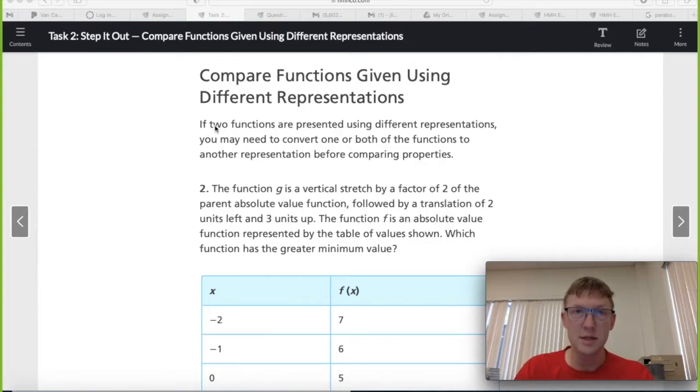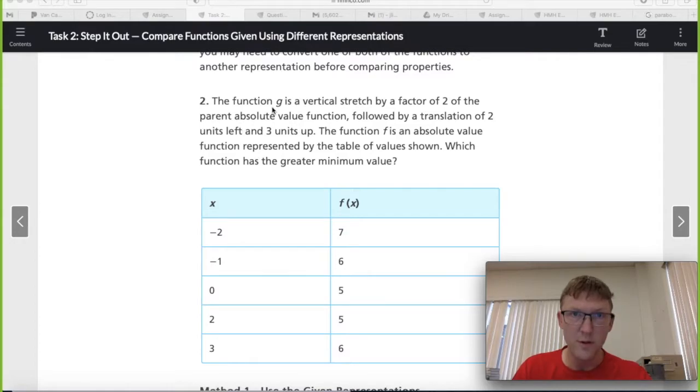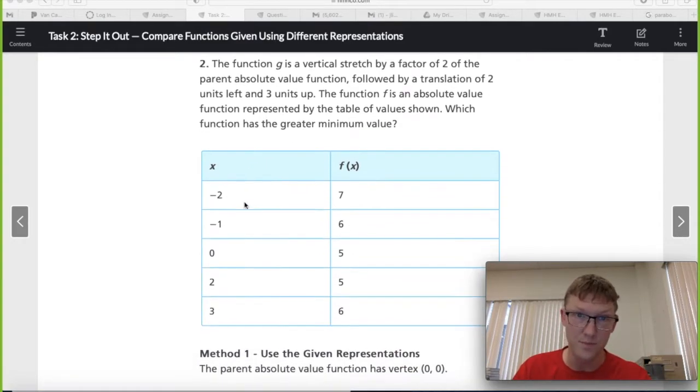So let's see here. If two functions are present using different representations, you may need to convert one or both of the functions to another representation before comparing properties. So the function g is a vertical stretch by a factor of 2 of the parent absolute value function, followed by a translation of 2 units left and 3 units up. The function f is an absolute value function represented by the table. Oh, so there's a different function of the values below. Which function has a greater minimum value?